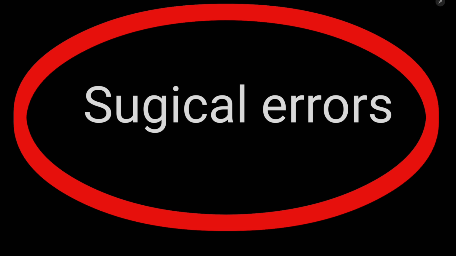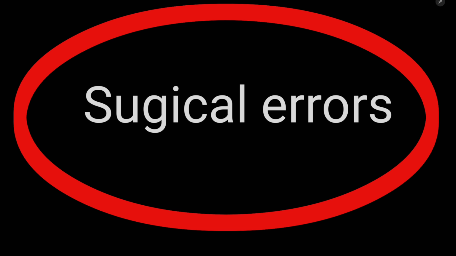Let's go over the most common ones. First is wrong site surgery. One of the most well-known surgical errors is performing surgery on the wrong site or side of the body. For example, a surgeon may operate on the wrong limb, organ, or even the wrong patient. This kind of error can cause significant harm, including permanent disability or death.